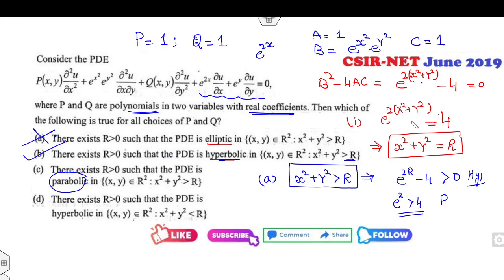Parabolic only when this will be 1. Fine. Because once it is greater than r, it is not parabolic, because for parabolic we need equality. Whenever it is less than r, it is hyperbolic, cancel, because whenever it is less than r, it means this is elliptical. So the correct answer is B, that is my right answer for this problem.